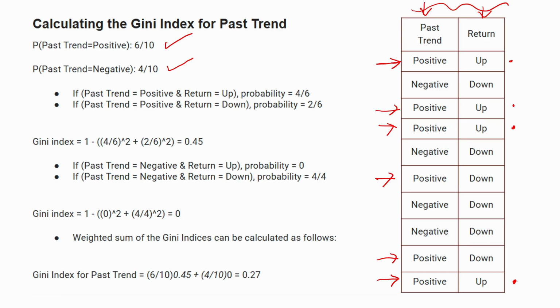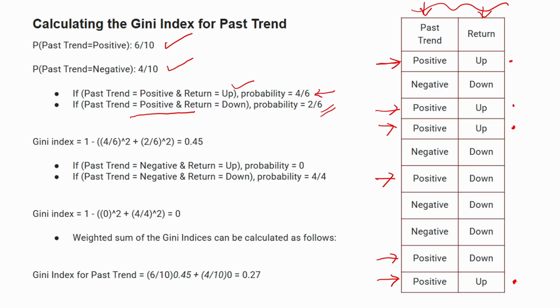So past trend equal to positive and return up is 4 divided by 6, because the total positive are 6, and out of 6, 4 are up and 2 are down. So for past trend equal to positive, the probability of return equal to down is 2 by 6. So how will you find the Gini index for this?